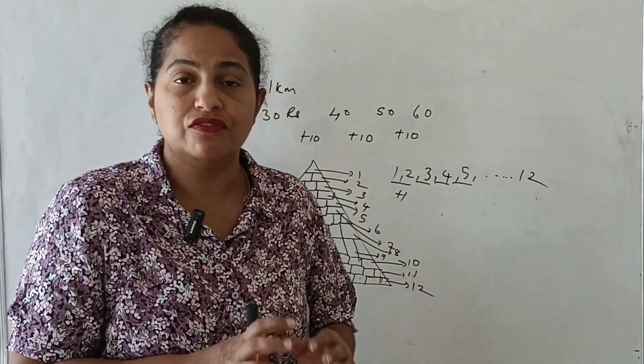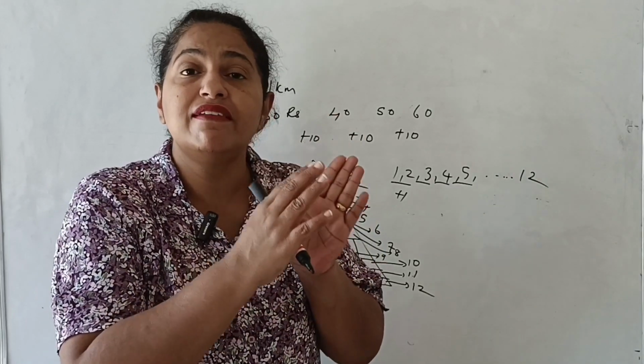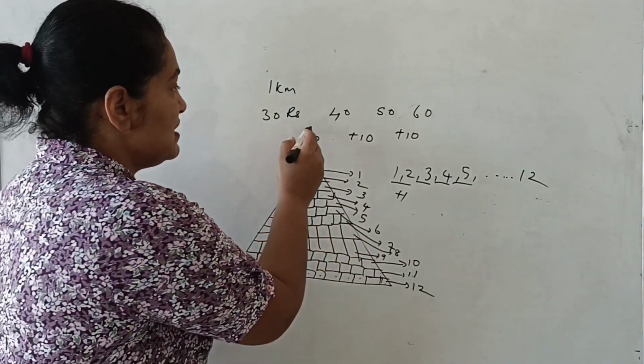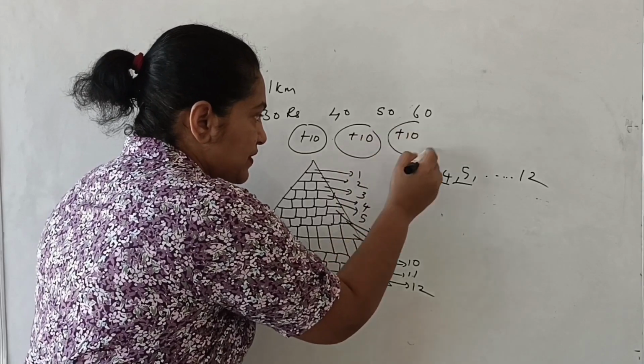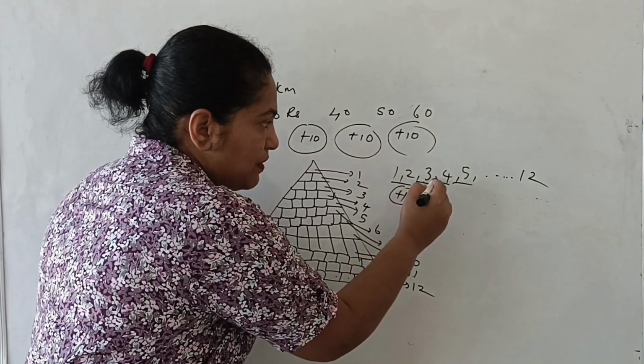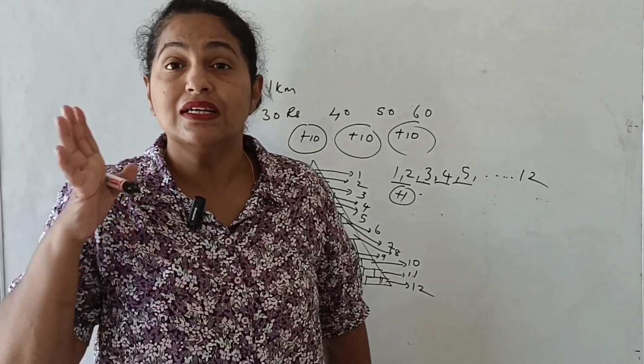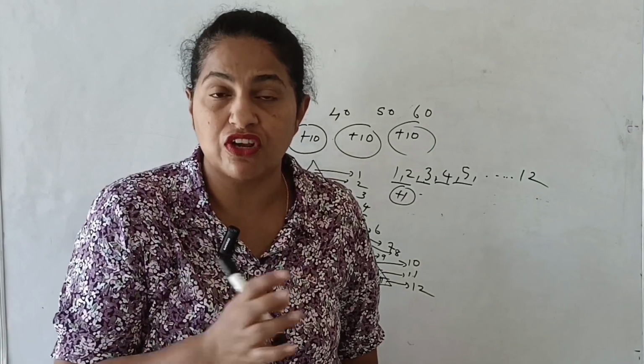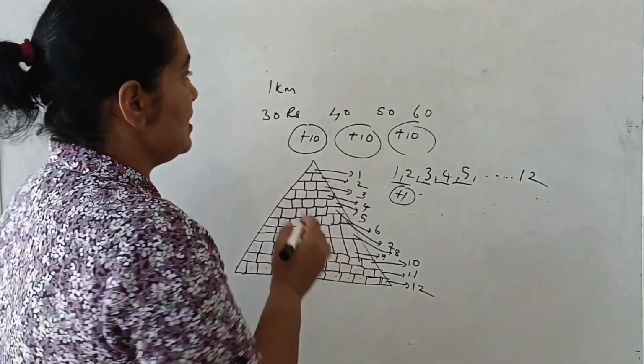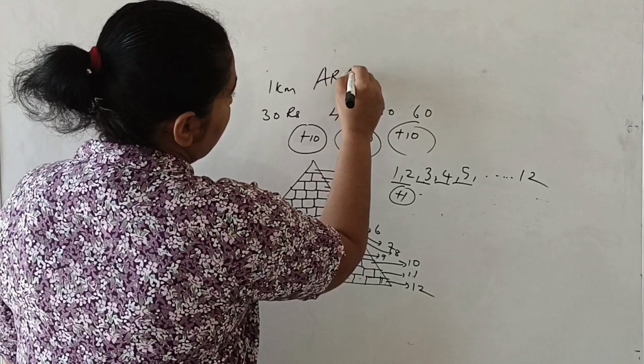In both of these patterns, you can see that the difference between the successive terms is a constant. See, +1, +1, +1, +1. This type of progressions or patterns are called arithmetic progressions.